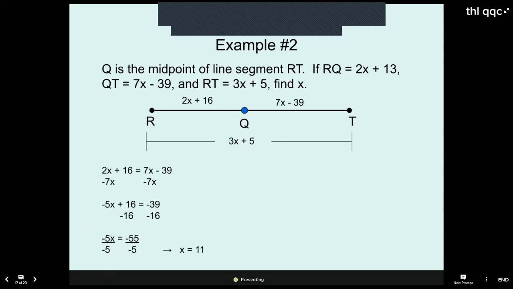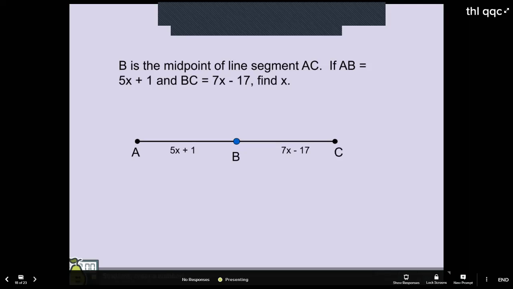So we're going to keep practicing with our midpoint. So 2x plus 16 equals 7x minus 39. So we subtract 7x, we get negative 5x plus 16. Subtract 16, divide by negative 5, and you get x equals 11. So hopefully you can follow the algebra. I don't want to spend a ton of time going over it because you guys know it, I hope.